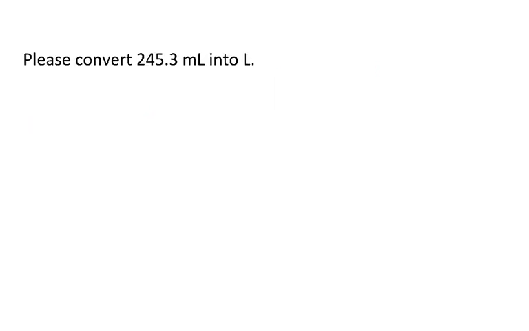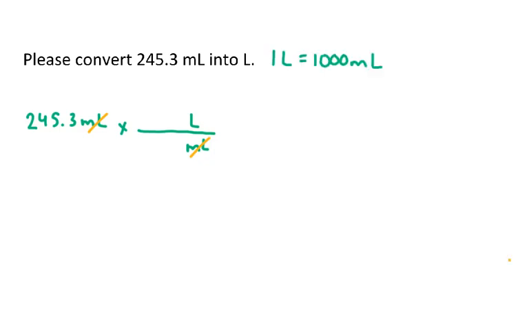For our final problem, we'll convert 245.3 milliliters into liters. As always, we'll write the measurement with the units on the far left. We'll multiply by a conversion factor that has milliliters in the denominator and liters in the numerator. Milliliters crosses out and we're left only with liters as the unit. Since 1 liter equals 1,000 milliliters, we'll write that in our conversion factor. 1 goes next to liters, and 1,000 goes next to milliliters.